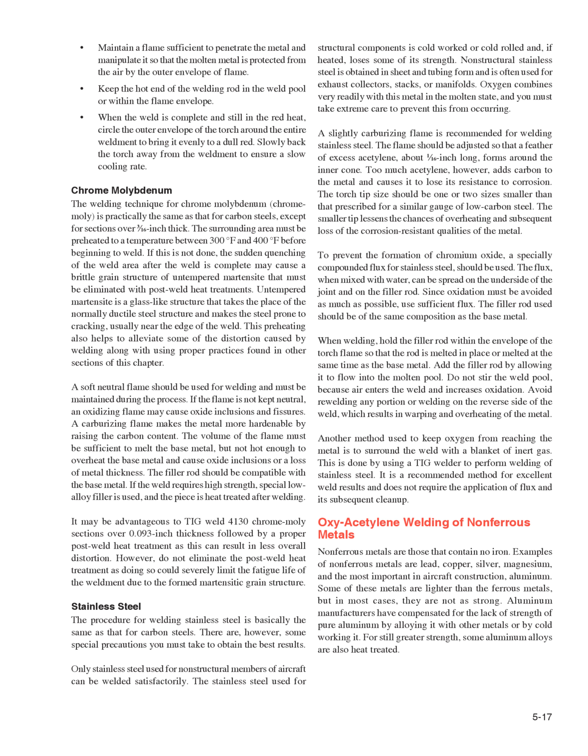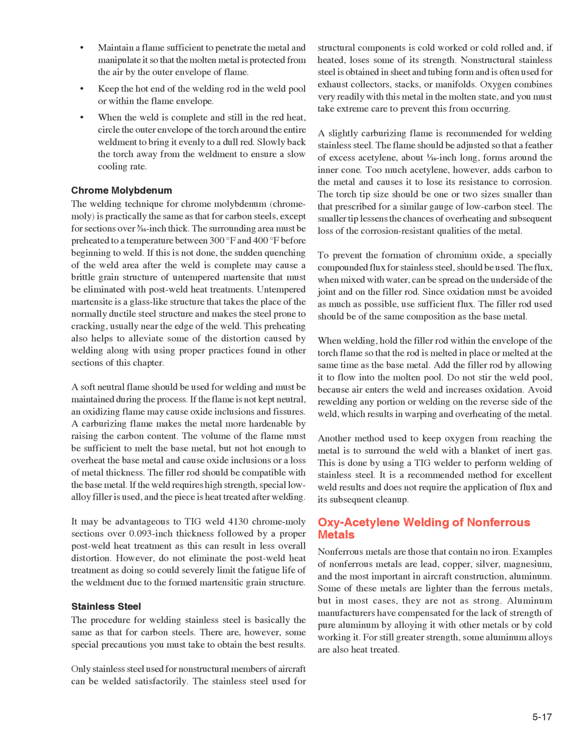A soft neutral flame should be used for welding and must be maintained during the process. If the flame is not kept neutral, an oxidizing flame may cause oxide inclusions and fissures. A carburizing flame makes the metal more hardenable by raising the carbon content. The volume of the flame must be sufficient to melt the base metal, but not hot enough to overheat the base metal and cause oxide inclusions or a loss of metal thickness.